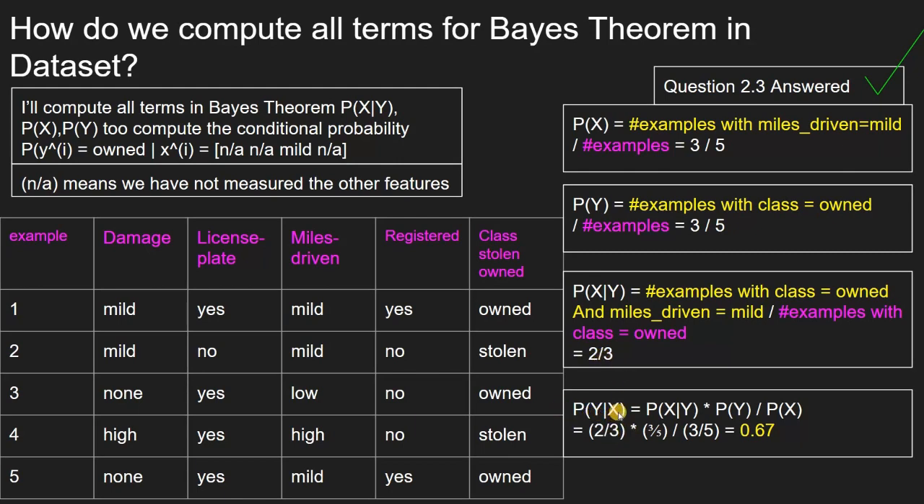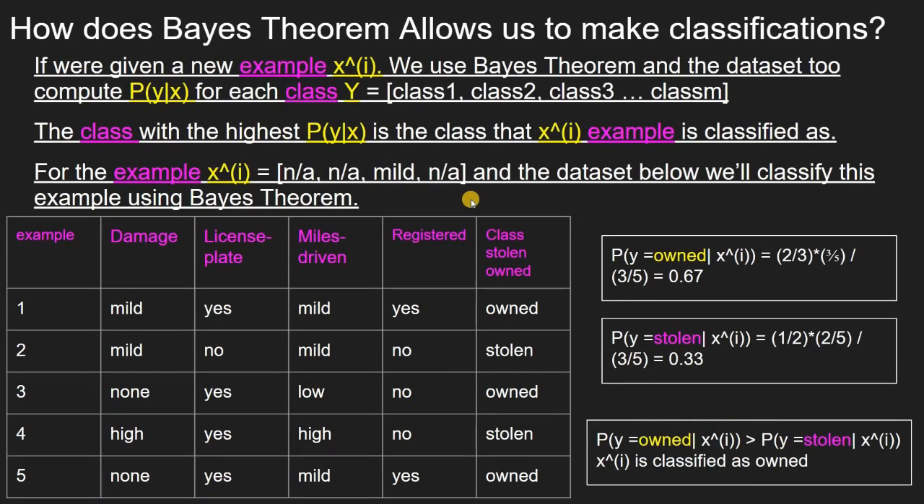And so computing the probability of y conditioned with x, which is the probability of y of i equaling owned, conditioned with x of i equal to miles driven equal to mild, that's going to be equal to the probability of x conditioned with y, which is 2/3, times the probability of y, which is 3/5, divided by the probability of x, which is 3/5, which is going to equal just 0.67, or 2/3. And so this is how we compute all three terms and apply Bayes theorem to compute the probability of y conditioned with x, so that our naive Bayes model can make a classification. All right, that should answer question 2.3, and let's move on.